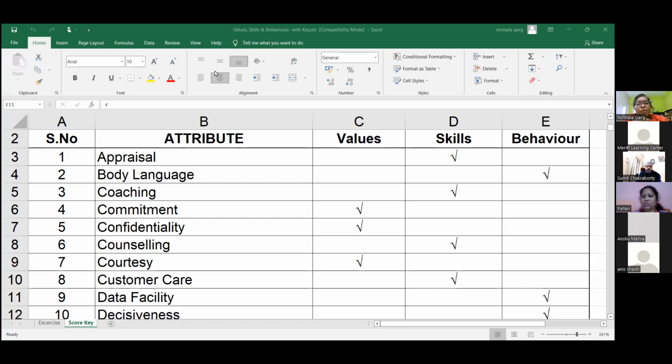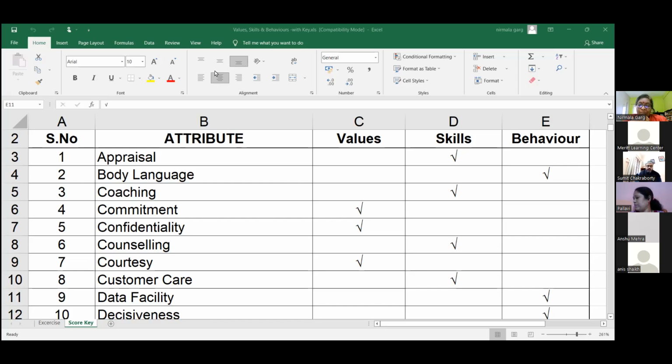Sometimes you are doing it, but commitment tends more towards a value. If you have it as a value, then you will be doing all that. It's more towards a value, only if you are a person who's committed. It's deep there, a kind of a value. Confidentiality? Value. Counseling? Skill. Courtesy? Value. Customer care?